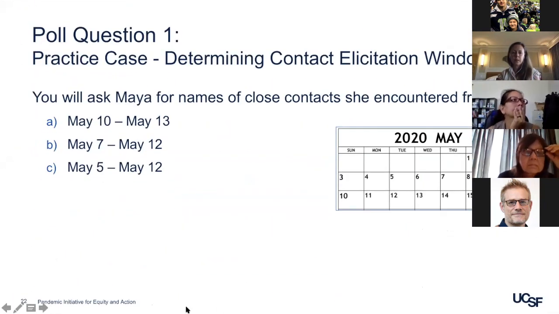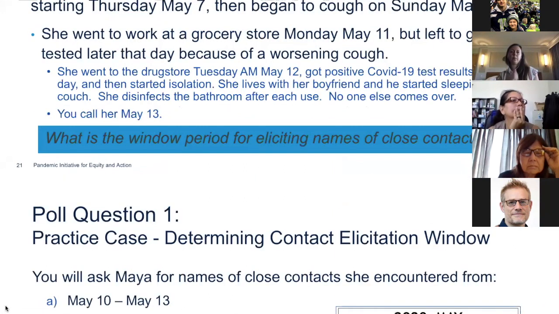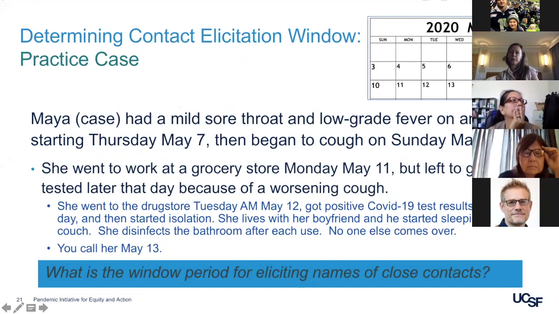All right, so let's put up the poll here. Would the window be May 10th through 13th? Would it be the 7th through the 12th? Or would it be the 5th through the 12th? I will flash that situation up there one more time. Remembering her symptom onset was Thursday, May 7th, start of isolation on the 12th.